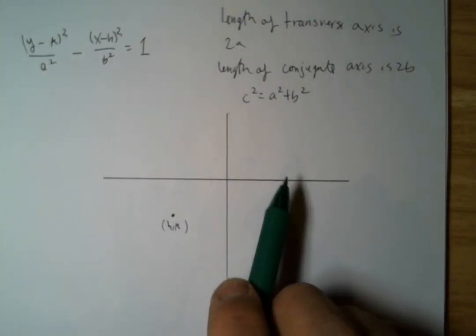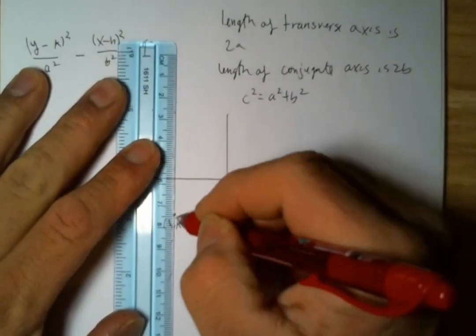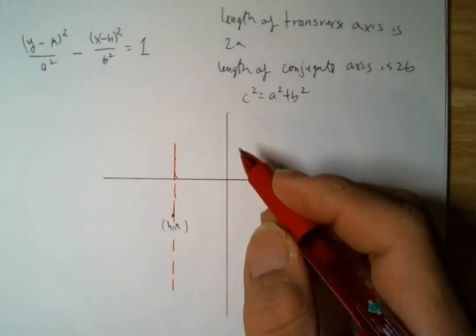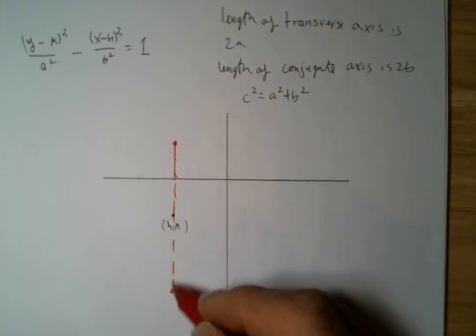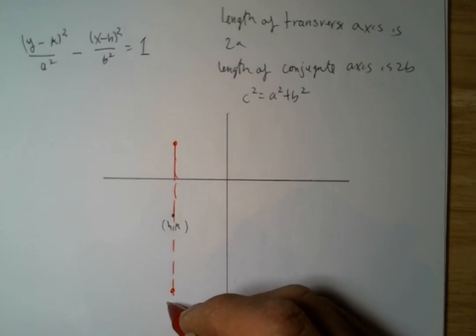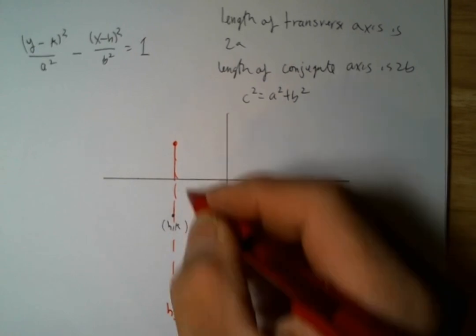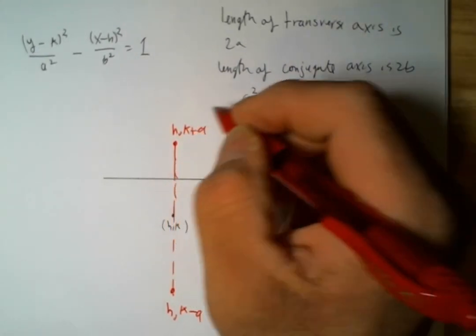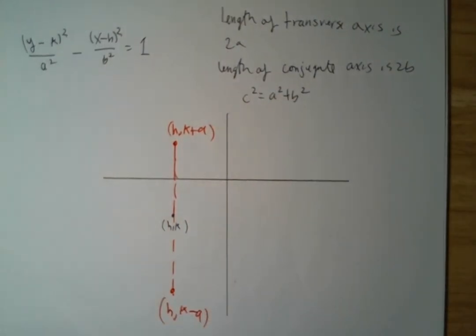Okay, so now in this case, our transverse axis is vertical. Let's say this was our transverse axis. To get to this vertex, h remains the same, and here we'll have k minus a, so it's below, and the one above is (h, k plus a). So those will be the coordinates for the vertices.